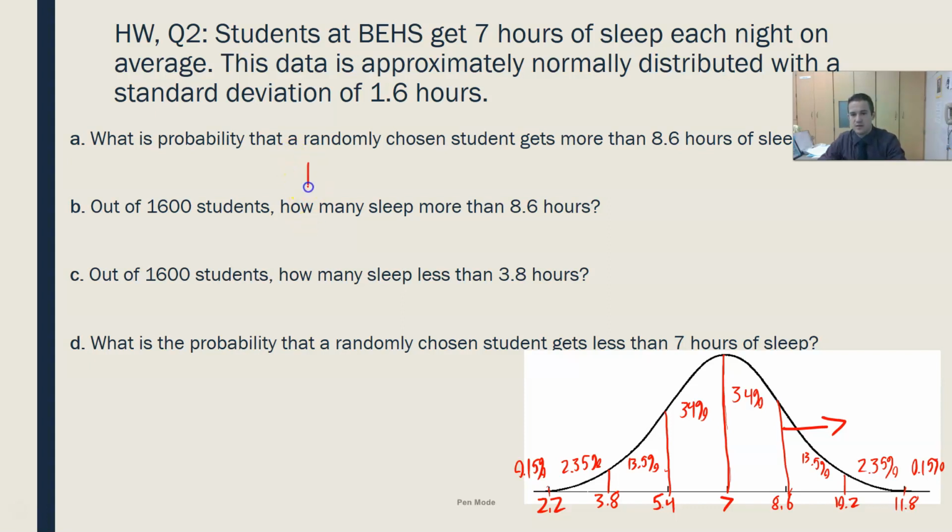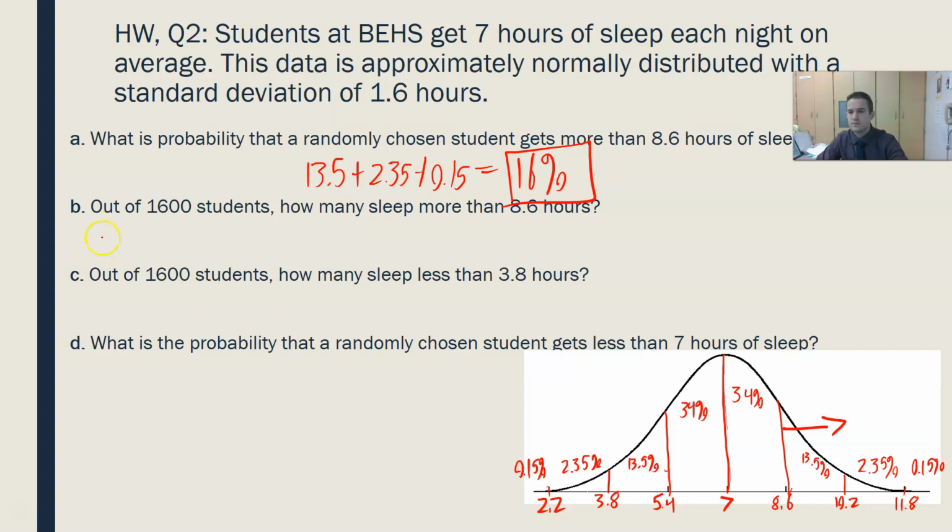Let's see, 13.5 plus 2.35 plus 0.15, that's 16. So the probability that someone sleeps longer than 8.6 hours at night is 16%. About 16% of students at Box Elder High School get more than about 8.5 hours of sleep.